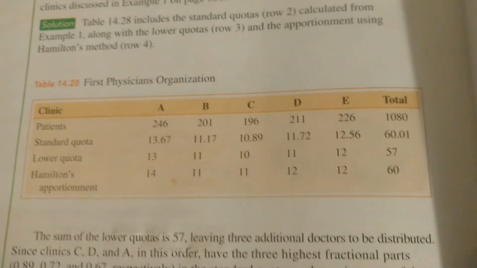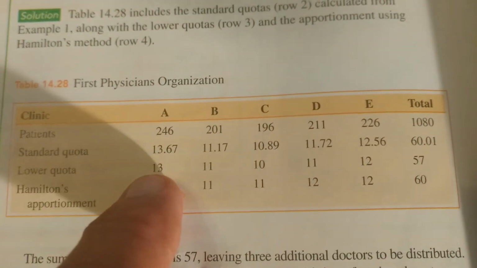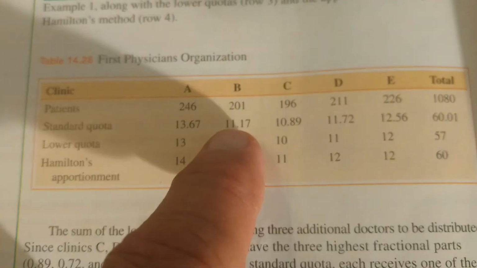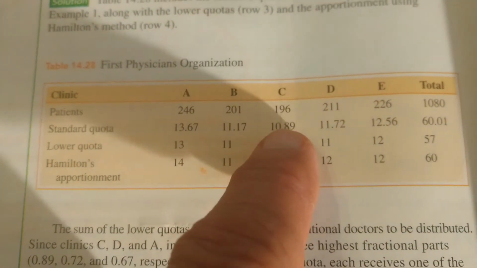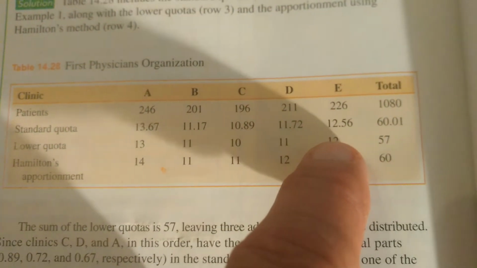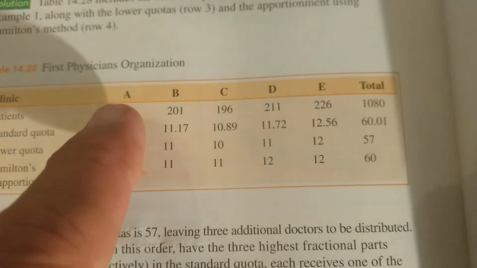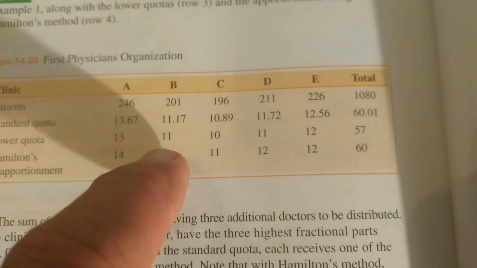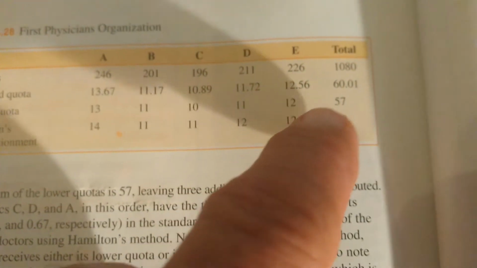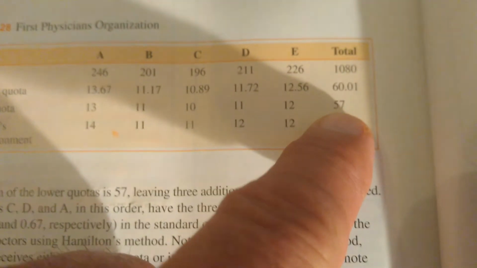So using our example that we were working with, here's how we do it in Hamilton's. So 13.67 rounds to 13 because it takes the lower quota. Hamilton's method takes the lower. 11.17 becomes 11. 10.89 becomes 10. 11.72 becomes 11. 12.56 becomes 12. That's 57. So in other words, Clinic A would get 13 doctors, Clinic B 11, Clinic C 10, Clinic D 11, Clinic E 12, total of 57 doctors. We have 3 doctors left over.